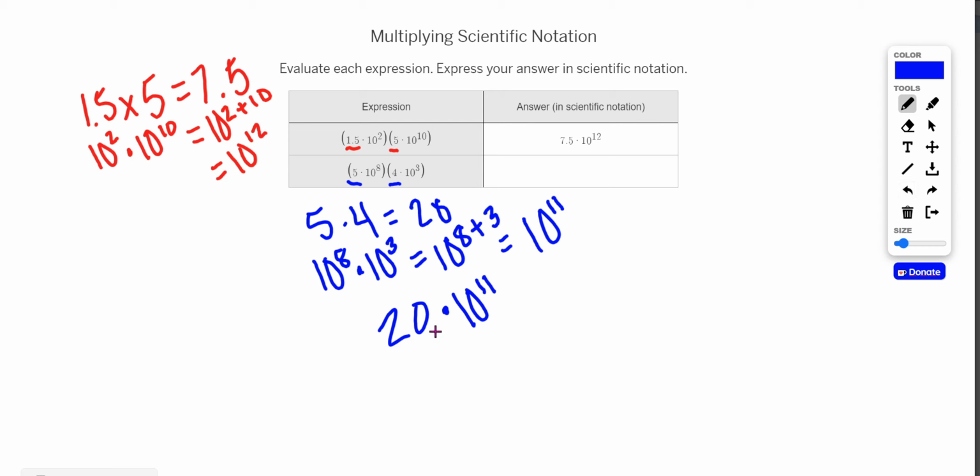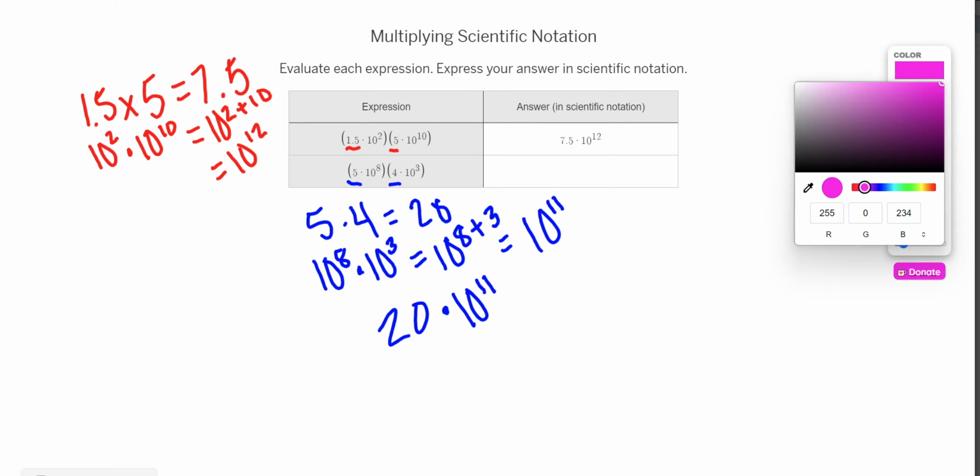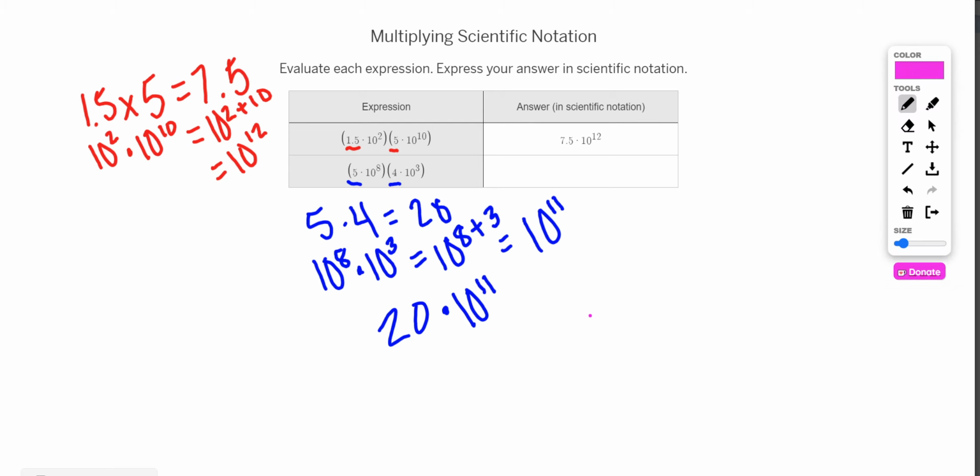So if I take this decimal, I'm going to use a different color here. If I take the decimal from behind the 0, move it up 1 to create 2, which follows my rules, then I need to change the power from 11 to 12. So I need to basically add 1 because I moved my decimal to the left. So I need to account for that in my exponent.